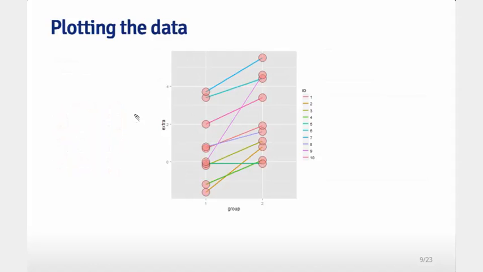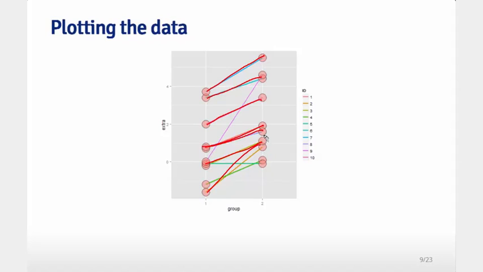Here I plot the data, and again the code for the plot can be found in the R Markdown file. I've connected each subject with a line. I think it's pretty clear here the benefit from acknowledging that these are repeat measurements on the same subjects.